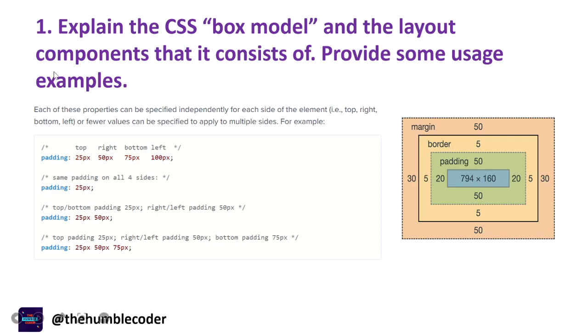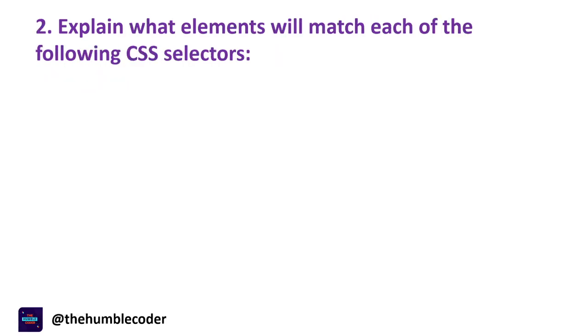Next one that we have, if we mention only 2 values, then the first value will correspond to top and bottom, and the second value will correspond to right and left. And if we mention 3 values, then the first one will be the top, the second one will be the right and left, and the third one will be your bottom value. So let's move on now to the second question.